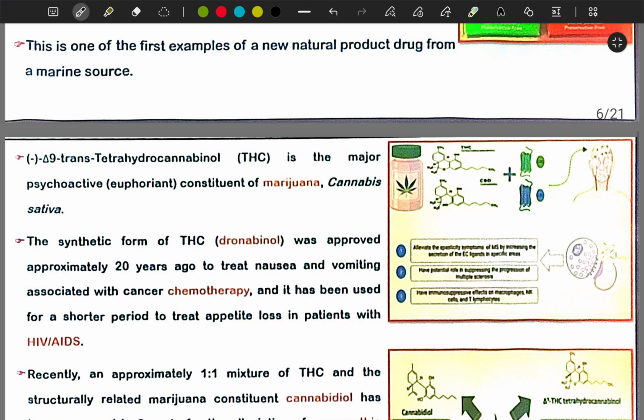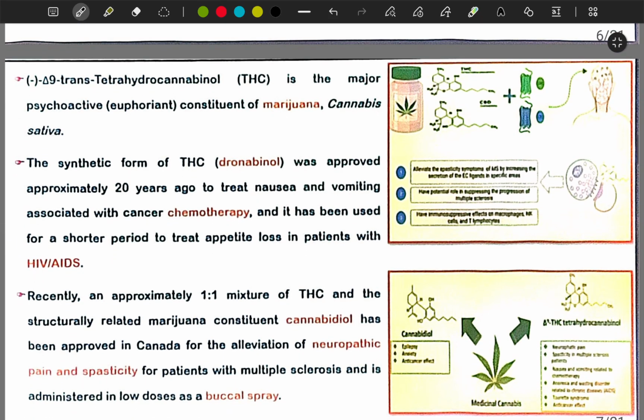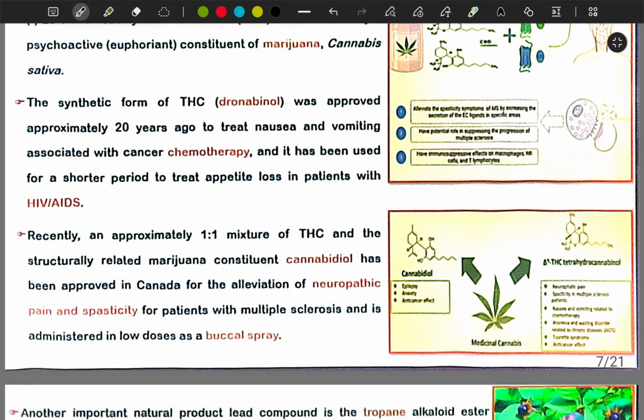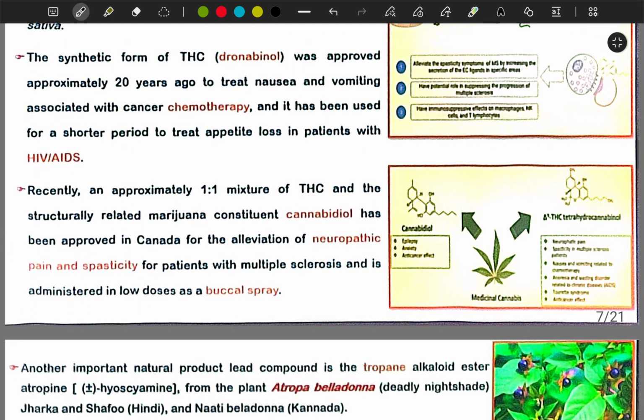Delta-9-trans-tetrahydrocannabinol, THC, is the major psychoactive euphorant constituent of marijuana, Cannabis sativa. The synthetic form of THC was approved approximately 20 years ago to treat nausea and vomiting associated with cancer chemotherapy, and it has been used for a shorter period to treat appetite loss in patients with HIV and AIDS.